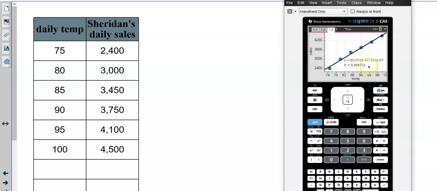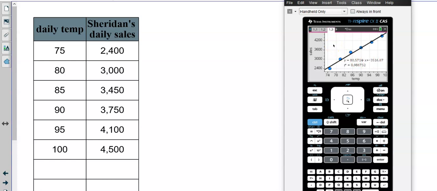Roughly speaking, if that R squared value is very close to 1 or -1, it's a very strong fit. This is 0.987, so it's very close to 1. So it's a pretty strong fit for the data there. And another nice thing that the calculator does is it stores that equation, that y equals regression equation, in your calculator.